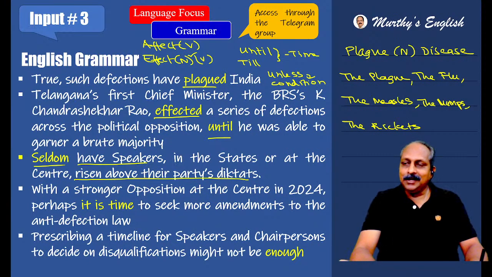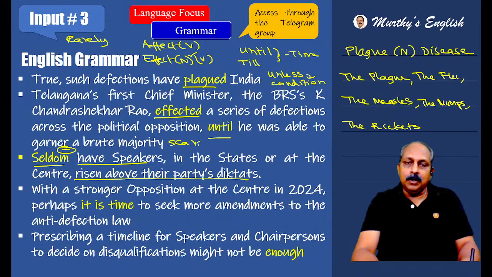This is not physics, it is not a law. Form is important. Here, seldom is a negative word. Means what? Rarely. Seldom means rarely. When we begin a sentence with a negative word, what are the other important negative words?